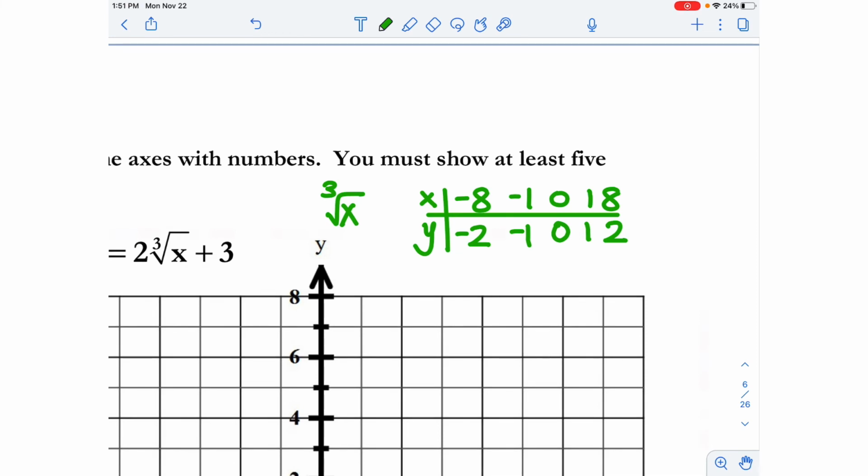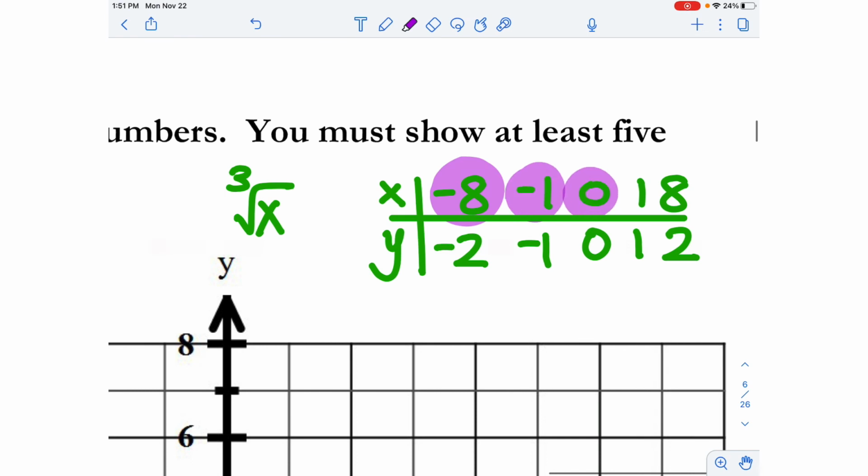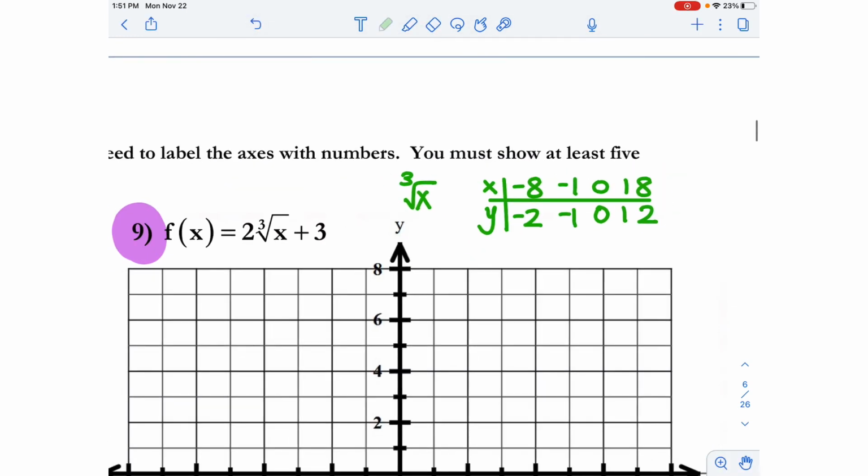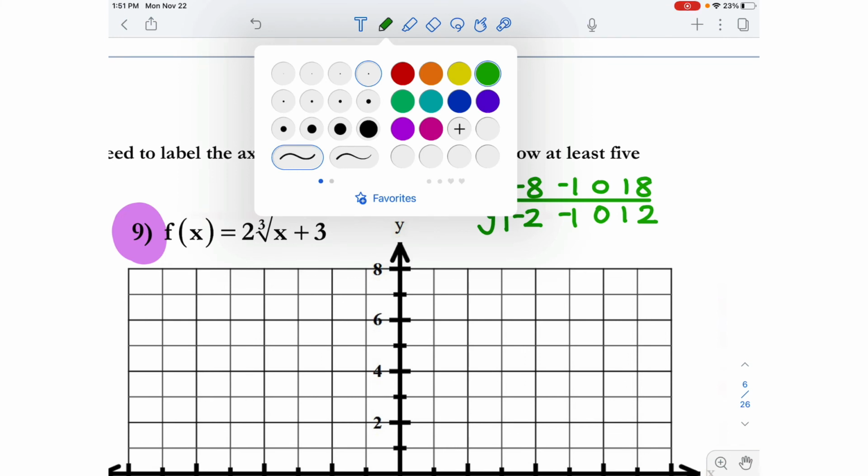So you might be like, how did she get those? They're memorized. Really, I just pick numbers that I'm able to cube root, and then I cube root them for my y values. But all in all, this is the parent function, okay? And I'm going to take those points and I'm going to move them. Essentially, that's what I'm doing.